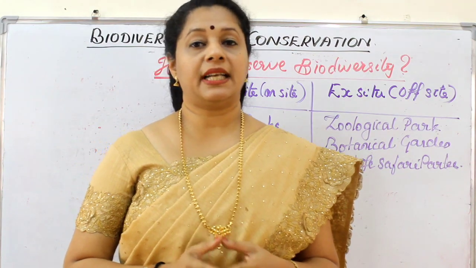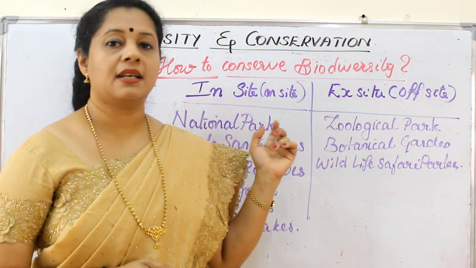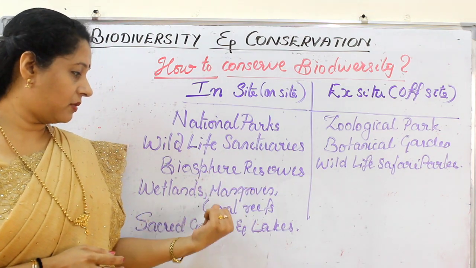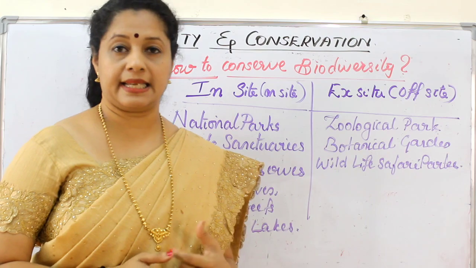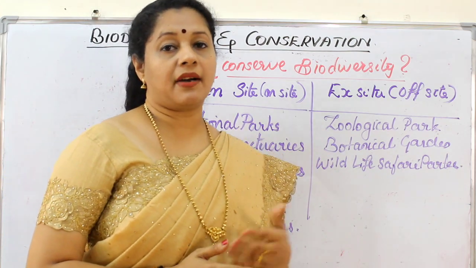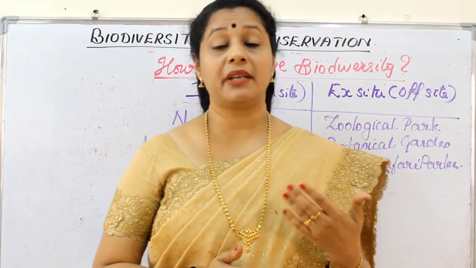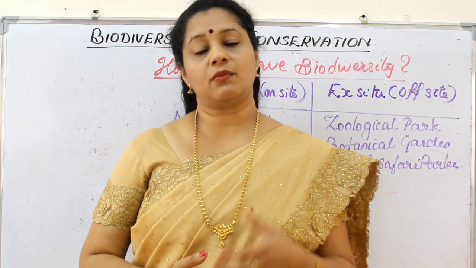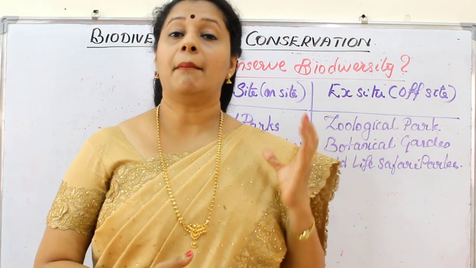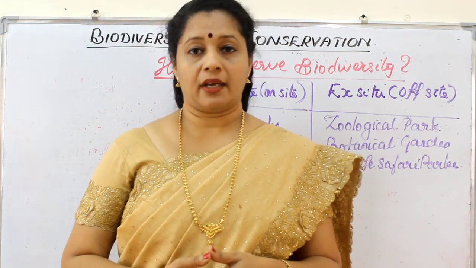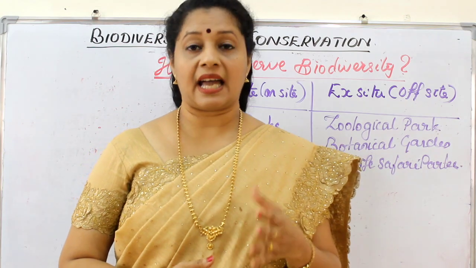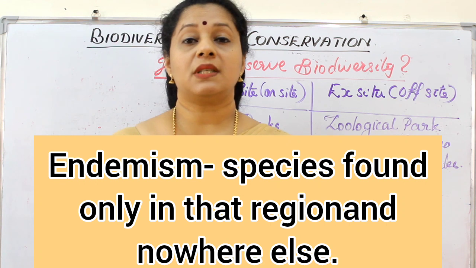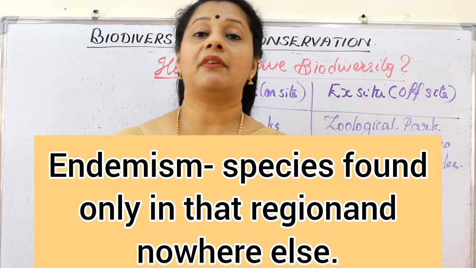The common protected areas are national parks, wildlife sanctuaries, biosphere reserves, wetlands, mangroves and coral reefs, and sacred groves and lakes. Many countries find that it is unrealistic or not economically feasible to protect all the biological wealth of the country. So in such cases, we have identified certain regions called biodiversity hotspots, where there is maximum species richness and a high level of endemism. Endemism means species which are confined to only that region and not found anywhere else.